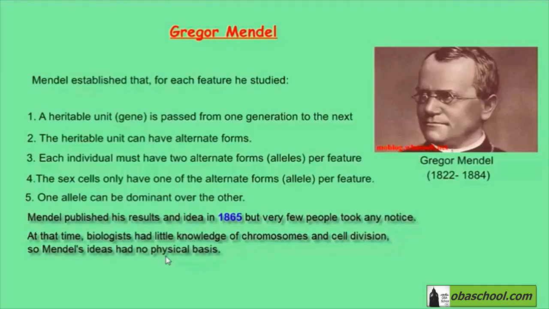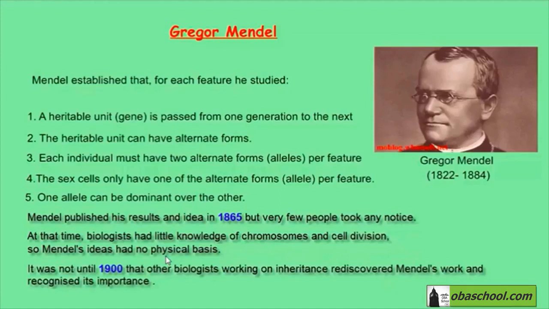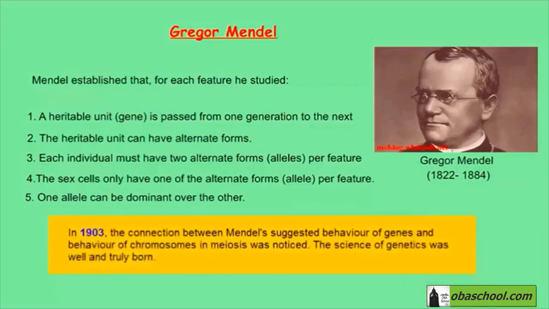So Mendel's ideas had no physical basis. However, it was not until the 1900s that other biologists working on inheritance rediscovered Mendel's work and recognized its importance. In 1903, the connection between Mendel's suggested behavior of genes and the behavior of chromosomes in meiosis was noticed. The science of genetics was well and truly born then.